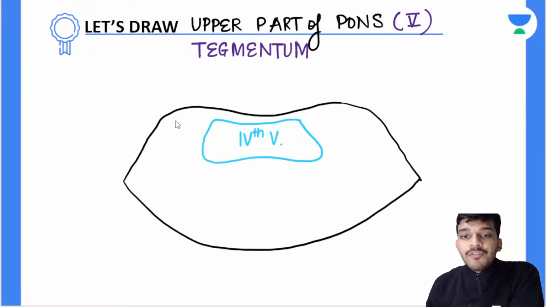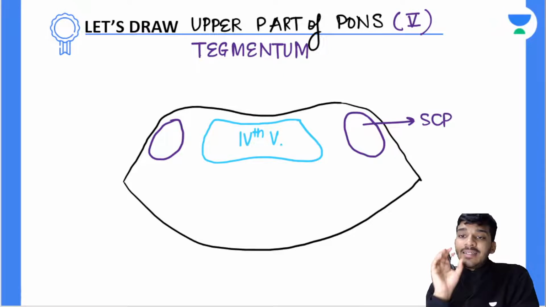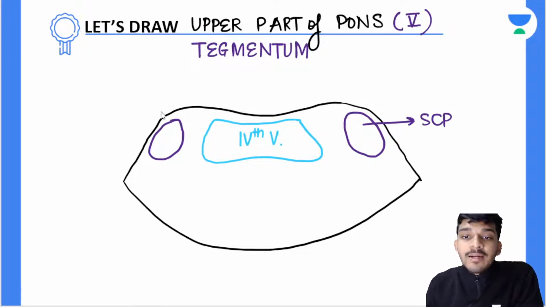This is the fourth ventricle. On the sides here, you have the superior cerebellar peduncle, also called SCP. No doubt here, superior cerebellar peduncle, you will be able to see it. Next thing that you have to draw in this diagram is the ventral spinocerebellar tract, which is going into the superior cerebellar peduncle.